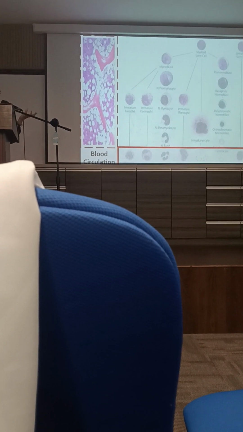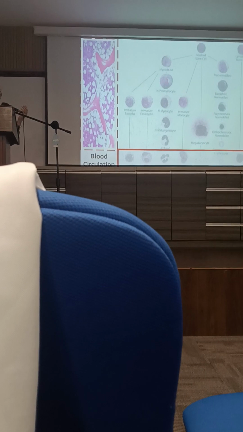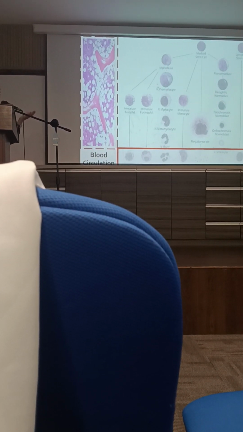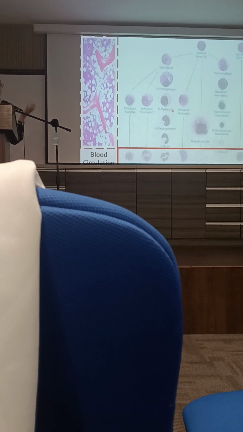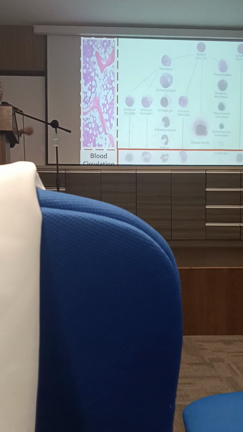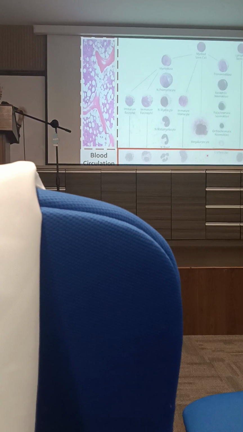Okay, so do you expect to see all these progenitor cells, the intermediate developing cells, promyelocytes, immature eosinophils, immature anything? Would you expect to see this in the peripheral blood? Yes or no? No. In the peripheral blood, you expect to see the final product. Itu sahaja. Undergraduate, tolong terus imprint benda tu. You are expected to see the final product.